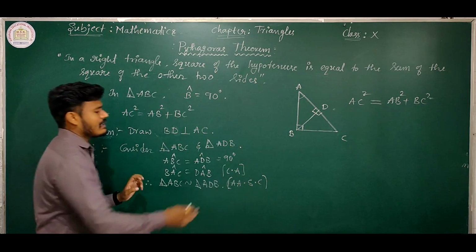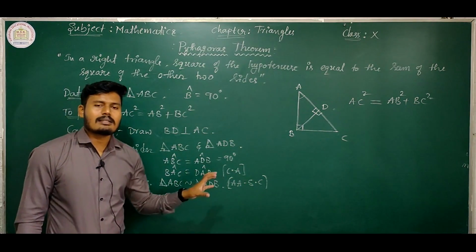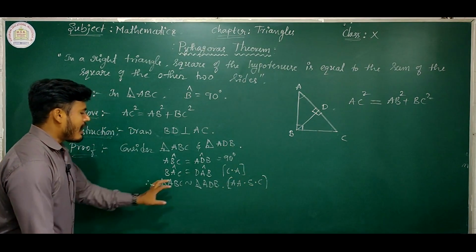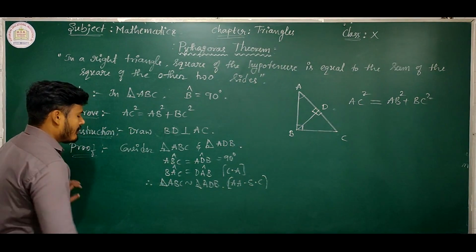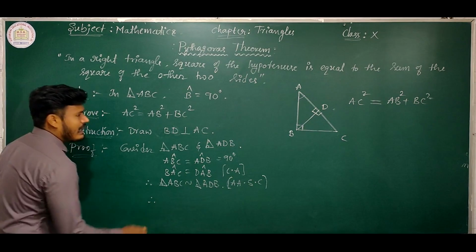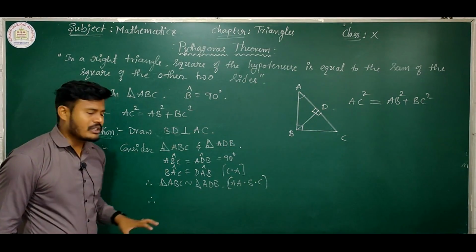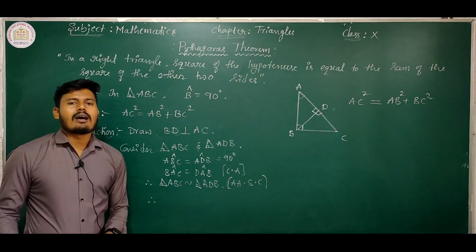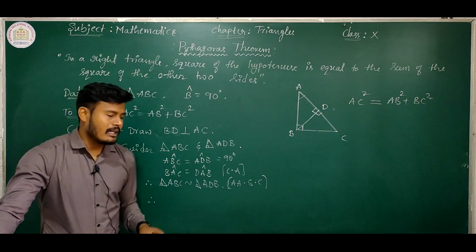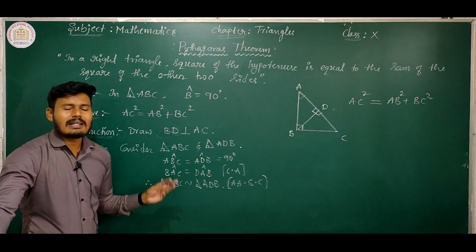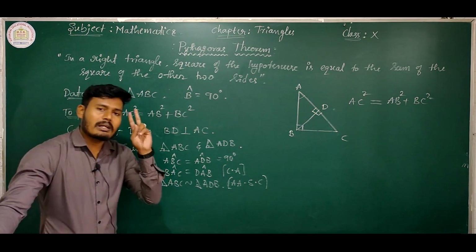So this indicates the AA angle similarity criterion. After proving these two triangles are similar, we can easily write down two pairs of ratios. Here also there is a hint. You cannot take the pairs however you like. Three pairs are possible here, but you have to take two pairs.